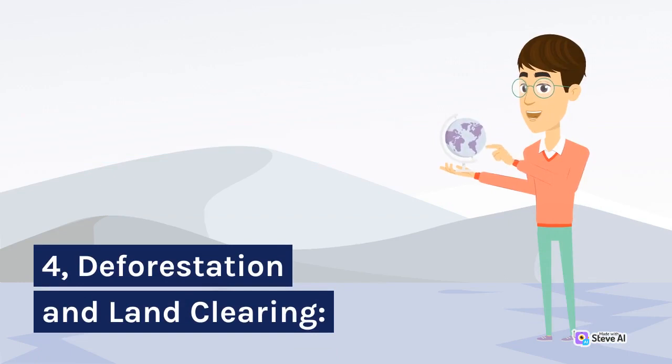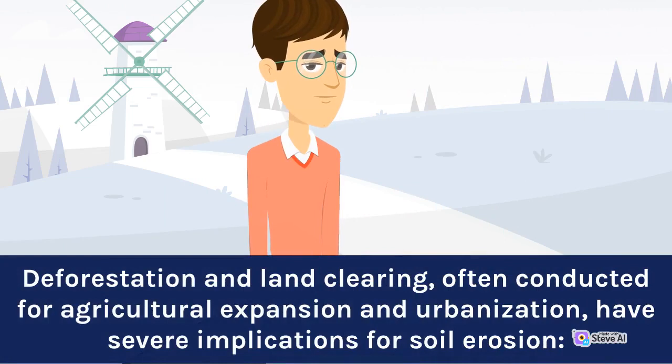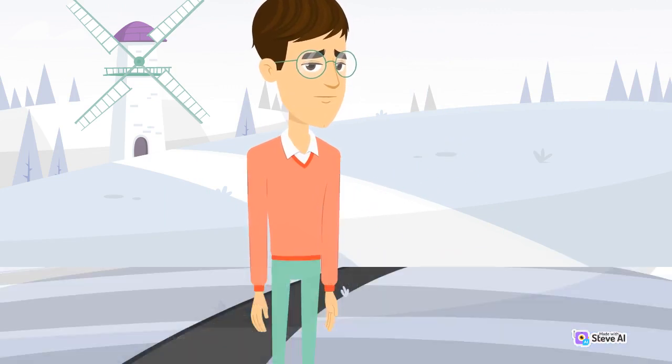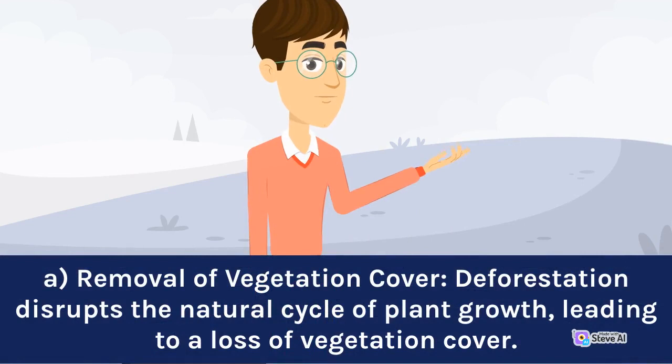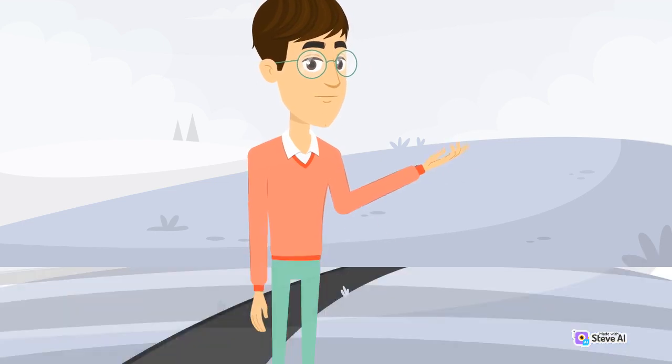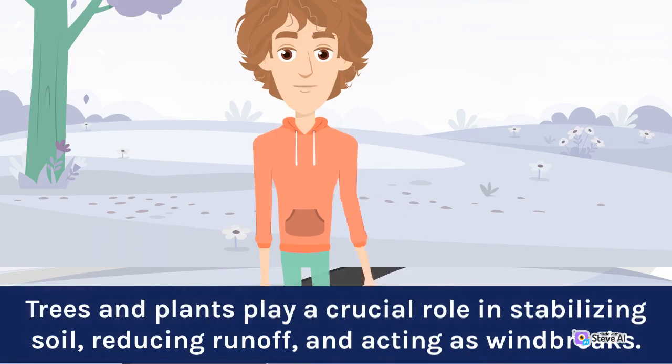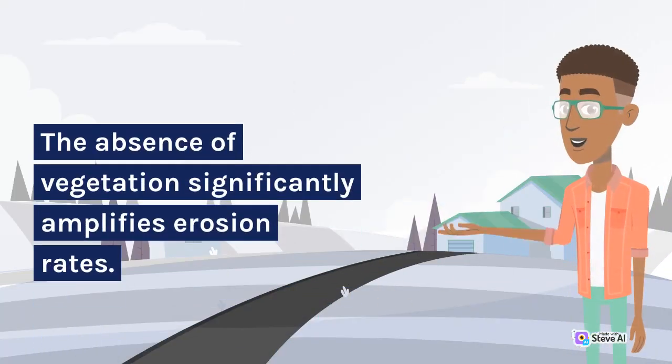4. Deforestation and land clearing. Deforestation and land clearing, often conducted for agricultural expansion and urbanization, have severe implications for soil erosion. A. Removal of vegetation cover. Deforestation disrupts the natural cycle of plant growth, leading to a loss of vegetation cover. Trees and plants play a crucial role in stabilizing soil, reducing runoff, and acting as windbreaks. The absence of vegetation significantly amplifies erosion rates.